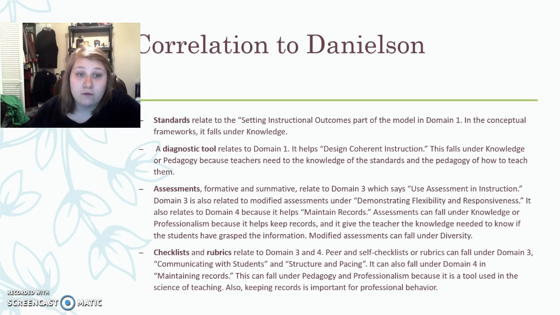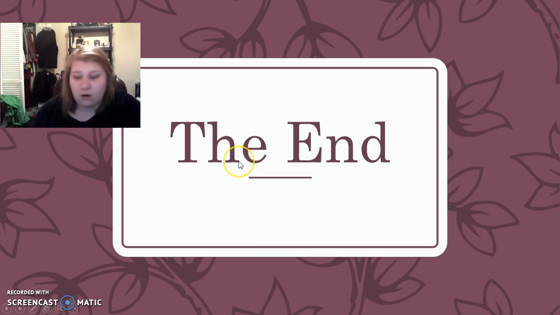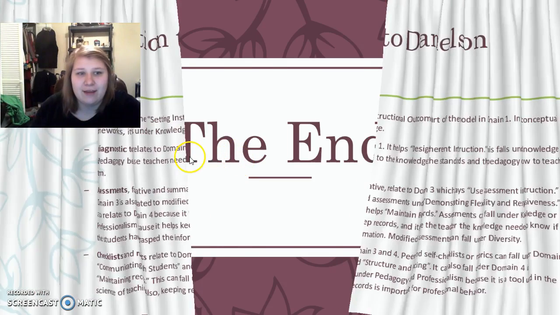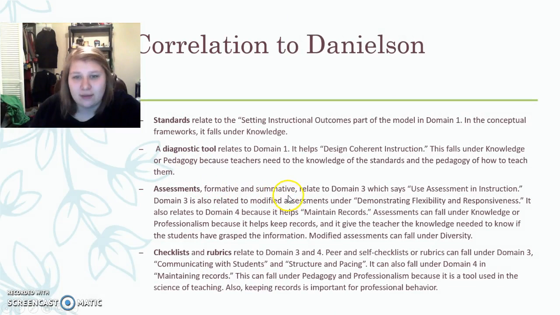And then it can also fall under pedagogy because the teachers need the knowledge of the standards and they need the knowledge of how to teach them. And the assessments, whether they're formative or summative, relate to domain 3, which says use assessment and instruction. It also relates to modifying and to the modified assessments under demonstrating flexibility and responsiveness in domain 4 because it helps maintain records. And then in the conceptual frameworks, it either falls under knowledge or professionalism.